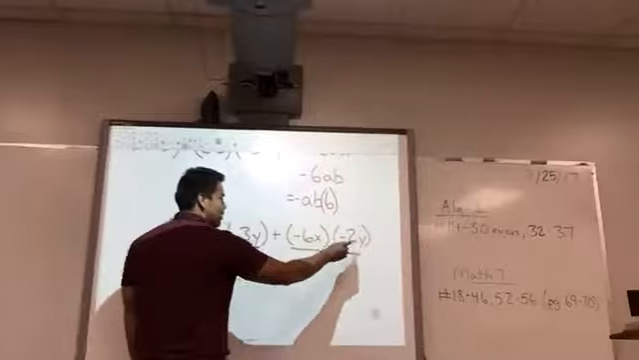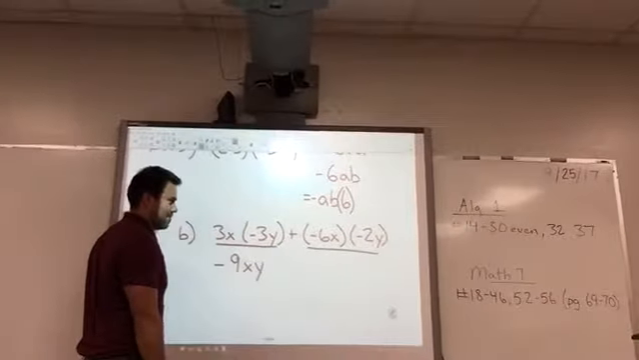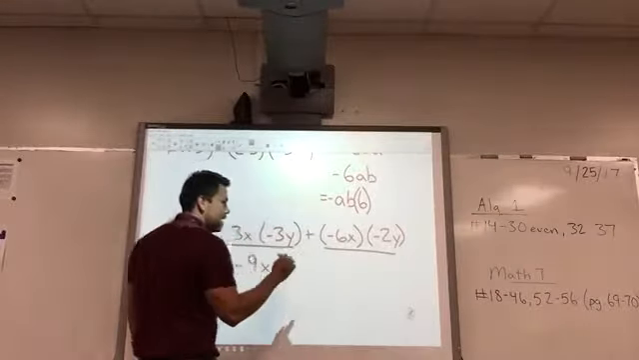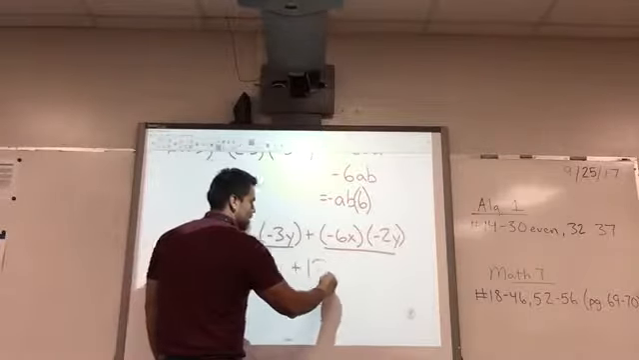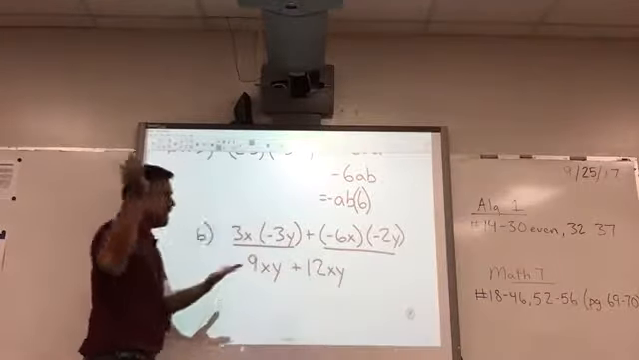Okay, what are these two multiplied together? 6x and 2x is going to be 12xy. Ta-da!